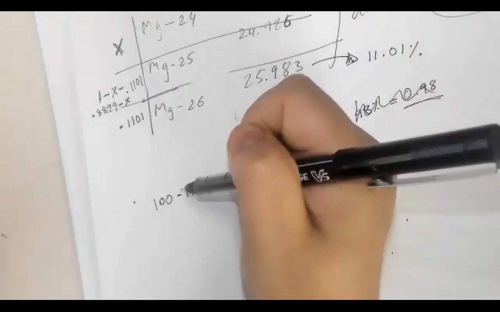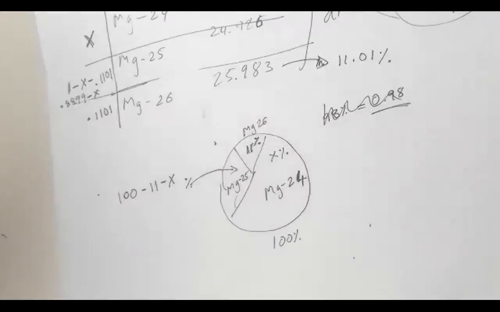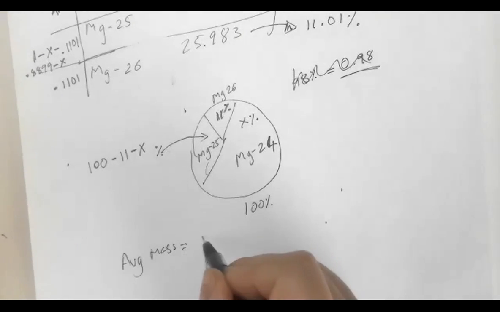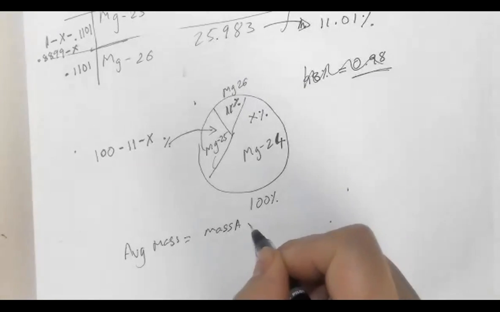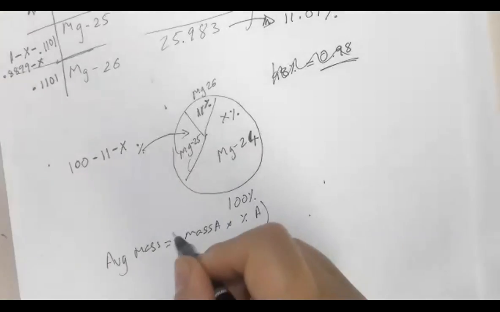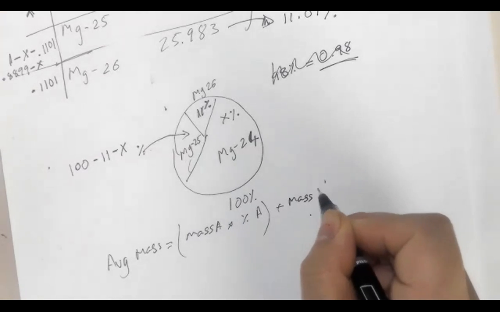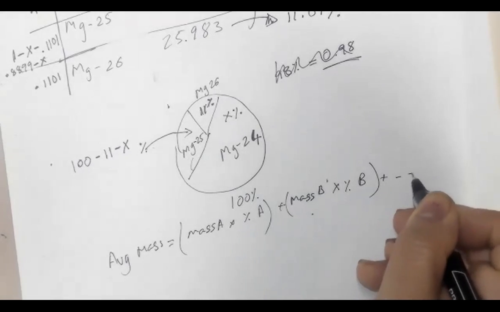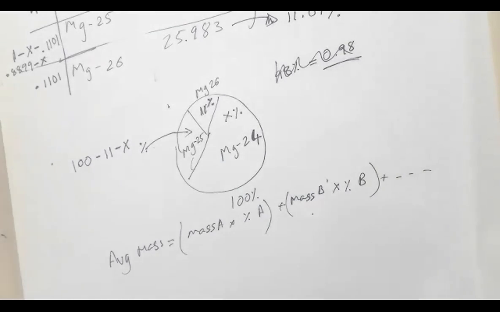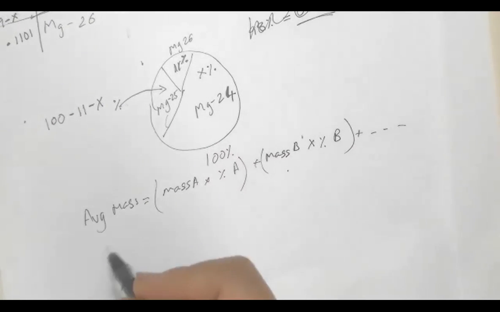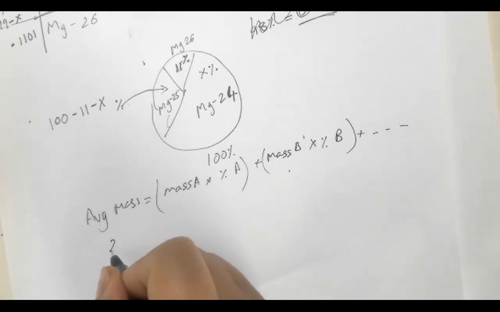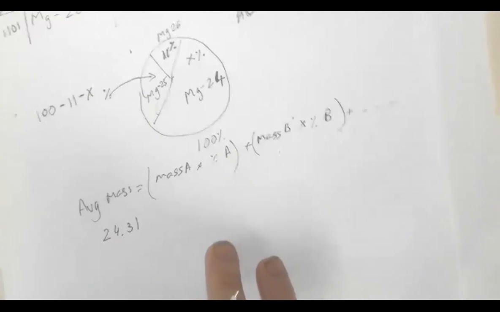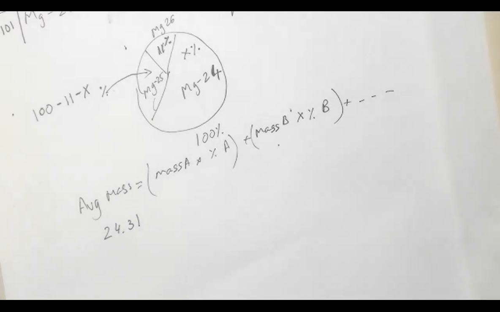So based off of this, now I can write it. Remember the story of finding average. Average mass is equal to mass of A times percent of A, plus mass of B times percent of B, and then so on. If you have 3, you have 3 terms, if you have 4, you have 4. So let's go ahead and look. We have the Mg mass is 24.31. Everybody get it? This Mg mass has come from the periodic table.